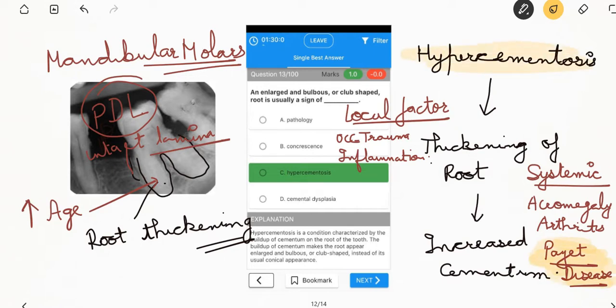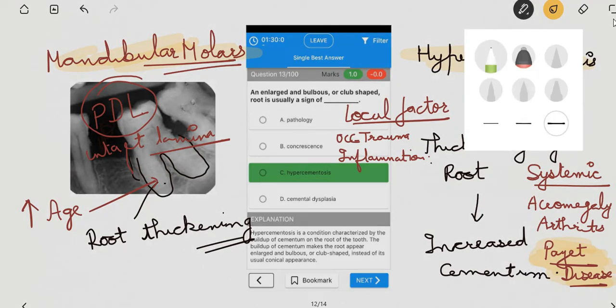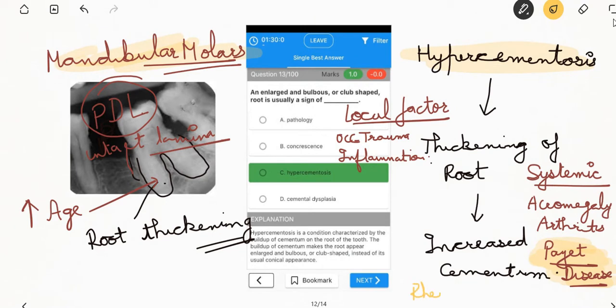So if you get an MCQ, in which disease is hypercementosis seen? The answer would be Paget's disease, rheumatic fever, thyroid goiter, Gardner syndrome, or vitamin A deficiency. Now on histopathological examination, you will be able to see deposition of an excessive amount of cementum over the original layer of the primary cementum.